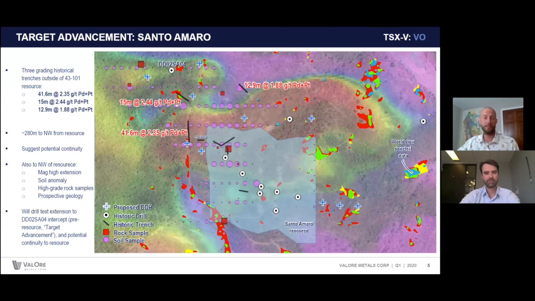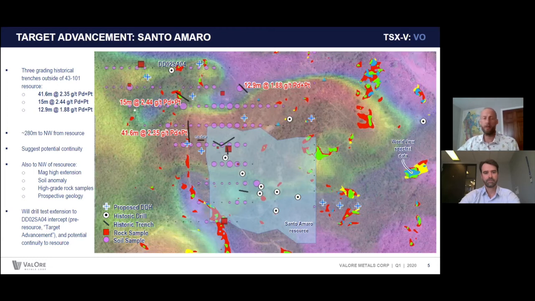Again, these are 3 that are sitting outside of the resource in the direction of the soil anomaly, in the direction of some WorldView picks, and also in the direction of the mag high. But most importantly, it's in the direction of the drill hole that intercepted in O2 and the drill hole that we're going to be following up.